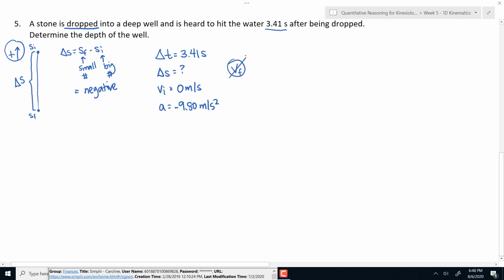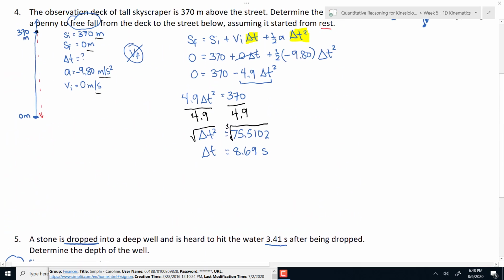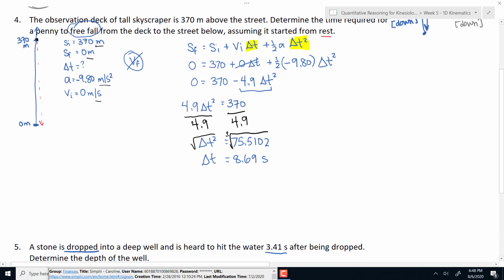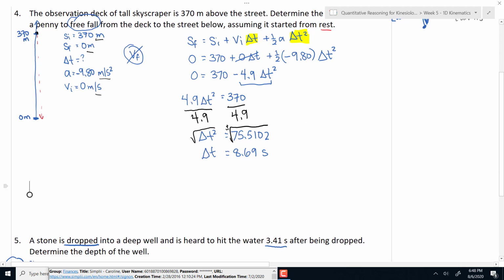Okay, so V final is the variable we don't know and we don't care to know. So now we're going to choose the equation that doesn't have V final in it. And it's just the same as the equation that we used before. So in question 4, we didn't know V final, so we used SF equals SI plus VI delta T plus 1/2 A delta T squared.